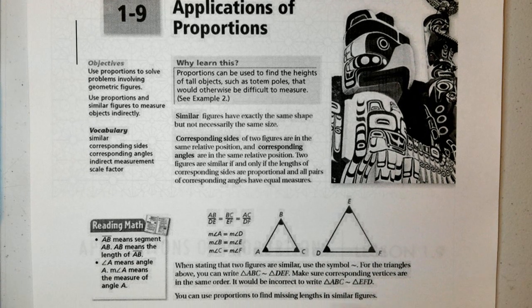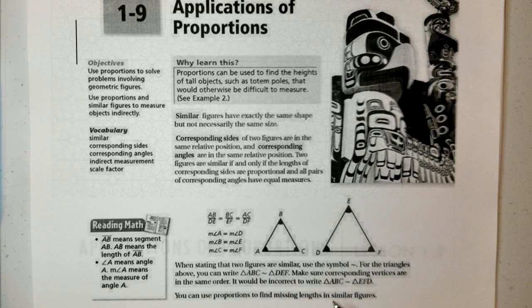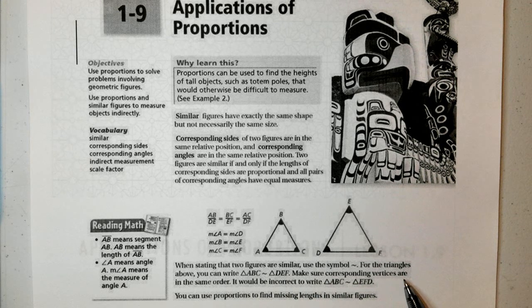So when stating that two figures are similar, you use the symbol like this. It's kind of like a little squiggly. For the triangles above, you can write triangle ABC is similar to triangle DEF. Make sure your corresponding vertices are in the same order. It would be incorrect to write triangle ABC is similar to triangle EFD, because then that would be saying A and E are the same angle when they're not. It has to be in the same order.